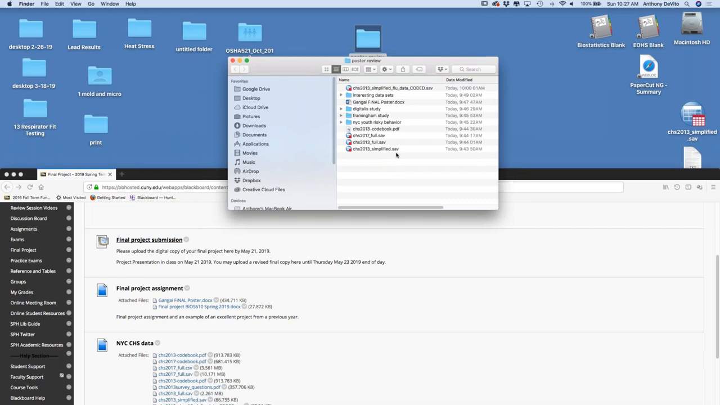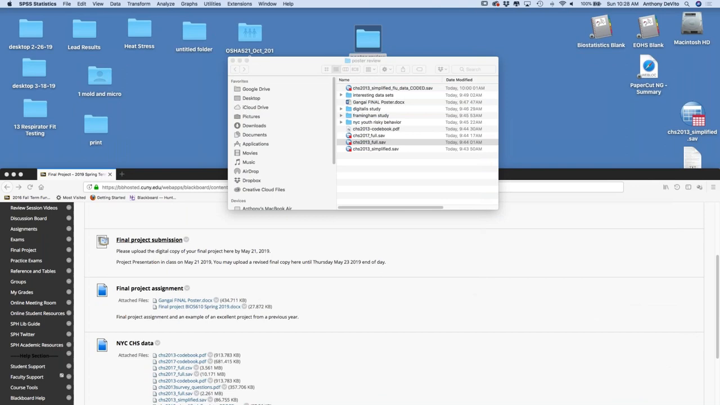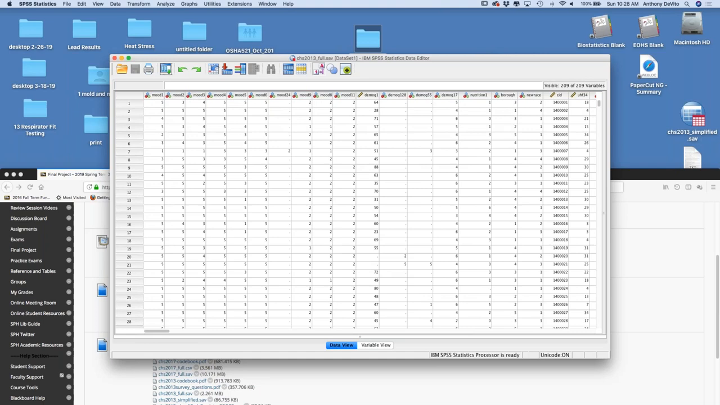So the 2013 full data set, if I open that in SPSS, I'm going to double click on it and open it. Spinning, spinning. Here we go. Okay, so here is the data set. Look how many variables there are. There's more than 200 variables, I think. And if I go into the variable view, they're all coded as numbers, as values.